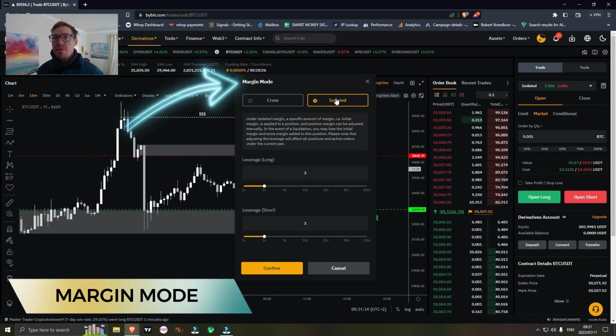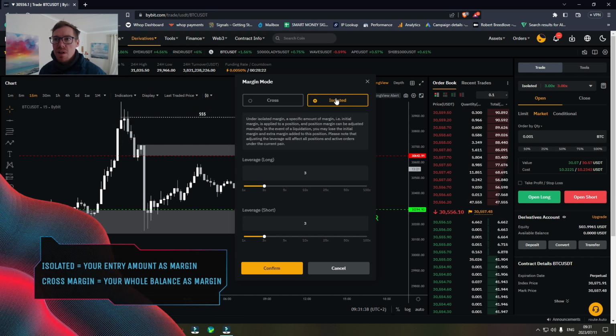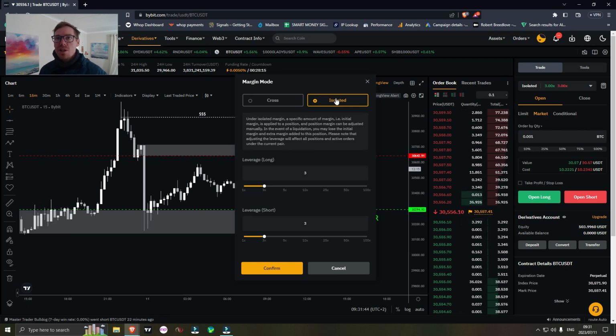And then another aspect to become aware of, isolated or cross margin. Isolated means that whatever position size you enter, say you enter with $1,000 or $100, it will only use that $100 or $1,000. So if price goes against you and you go into the negative, you will only lose the amount you entered with. Whereas if you enter with cross, it will take money from your entire balance. So your liquidation will be much higher because it'll be based on the entire balance. Whereas when you enter with isolated, your liquidation will be based on the exact position size that you entered with.